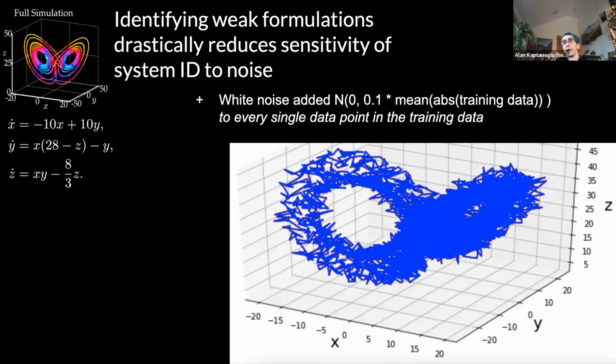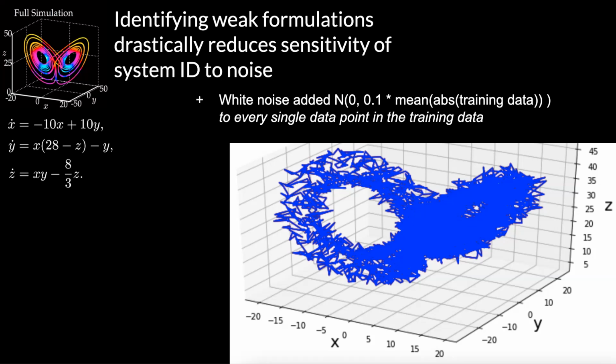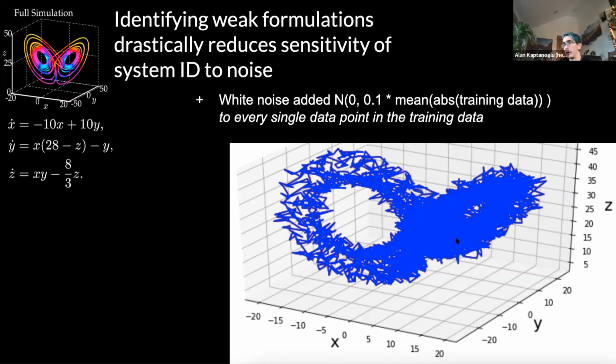And just to drive home just how useful it is, I've taken a simulation of Lorenz and added white noise with zero mean and 10% noise. Here, 10% of the average absolute value of the training data. Maybe that's not so intuitive, but you can see I plotted it here, and we sampled a noise data point and put it on every single point in the training data. So you can still kind of tell it's Lorenz, but it's got some crazy variation here.